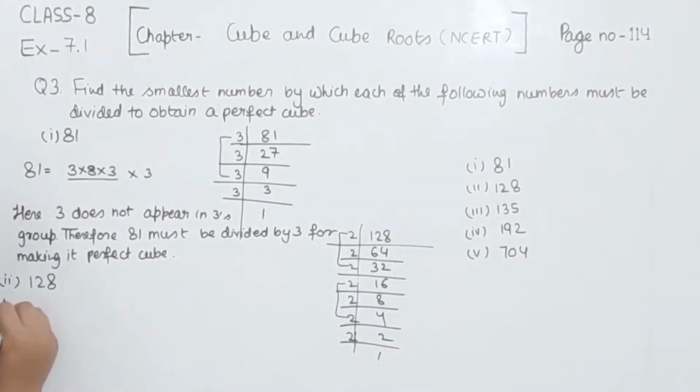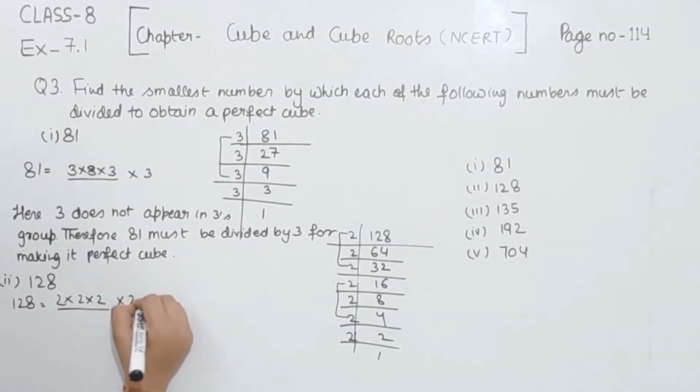So first of all, we are going to write the prime factors of 128. We have 2 multiplied by 2 multiplied by 2. This is the triplet pair. Then again 2 multiplied by 2 multiplied by 2. This is again a triplet pair and this one is the alone we have.